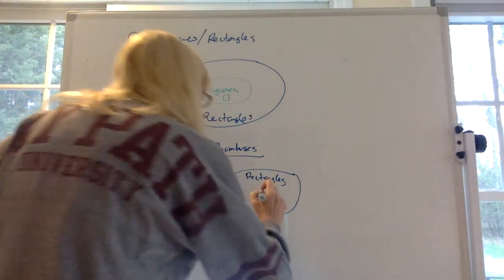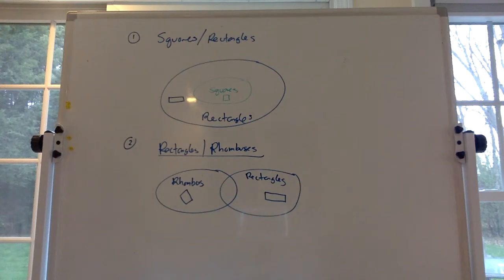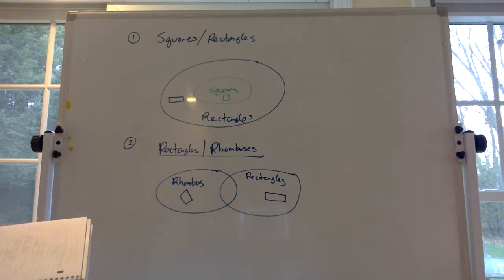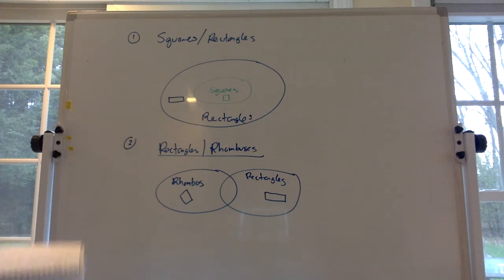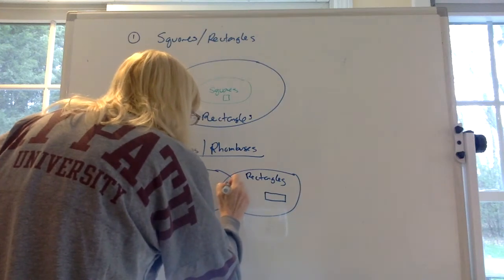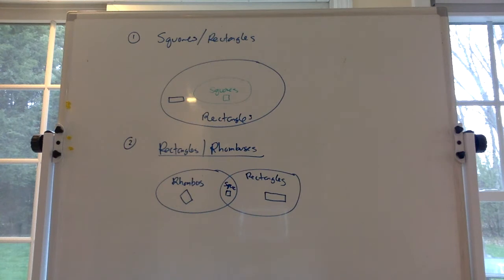What could be a rectangle that's not a rhombus? Right? Those four sides don't all have the same length. It's definitely not a rhombus. So what is the only rectangle that is a rhombus? The one that has four equal sides, right? So basically, the square is the only overlap between a rhombus and a rectangle, right?